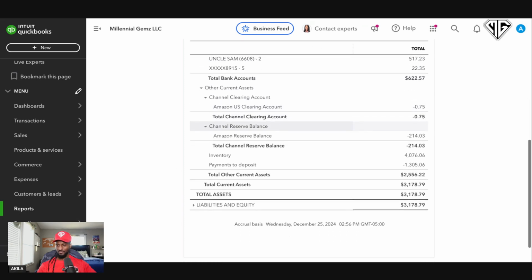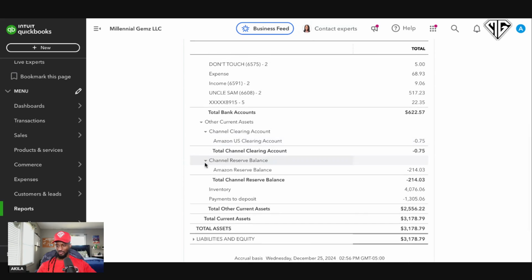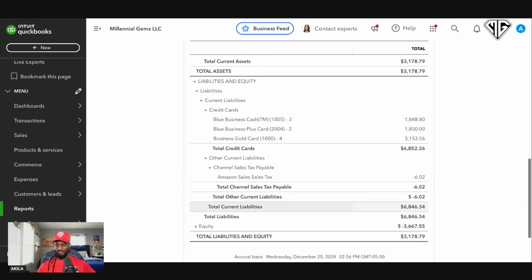Then you have your next section, which is your liabilities. Your liabilities are things that your company owes to people. So if you have credit cards, obviously that's money owed to the credit card companies. If you have outstanding invoices for people that you need to pay, any loans, those are liabilities, things that cost the business money.